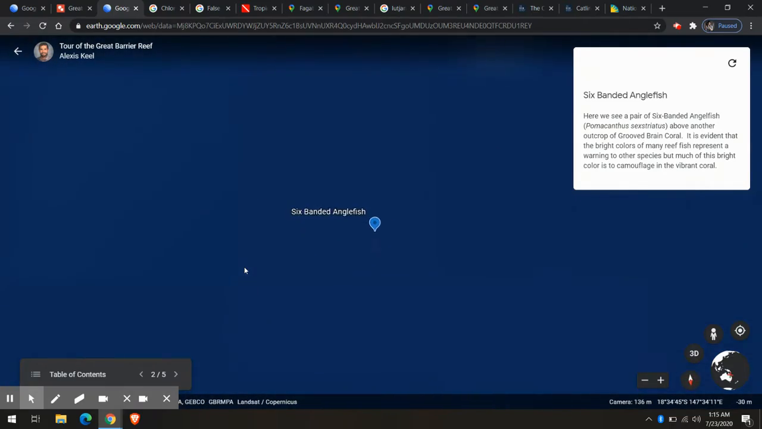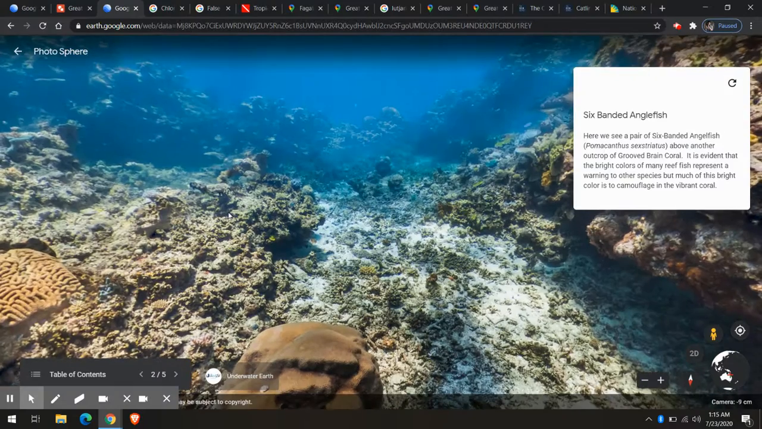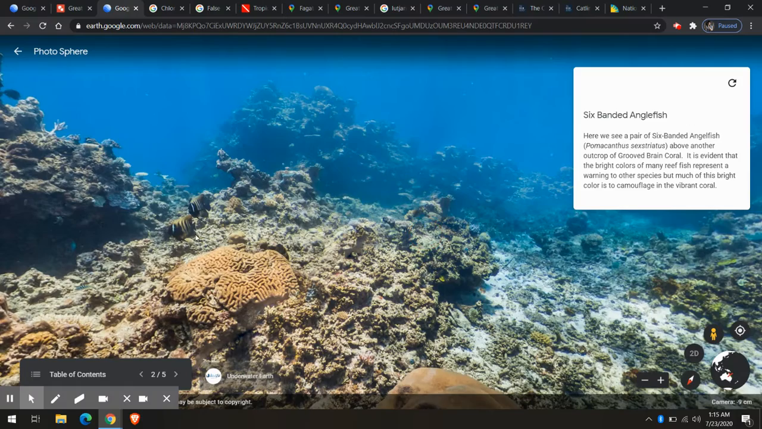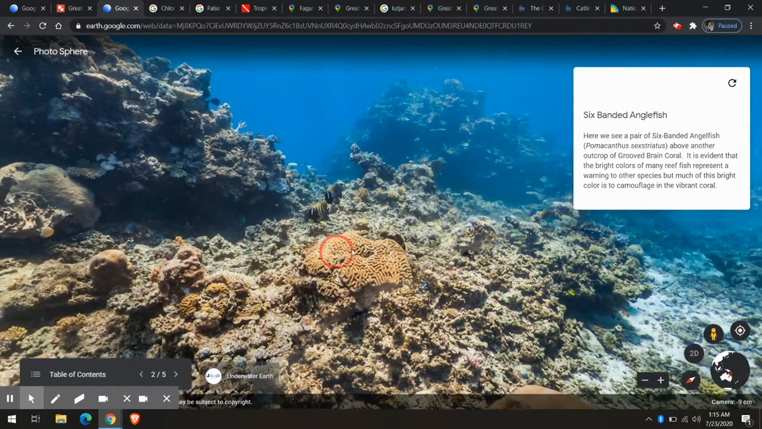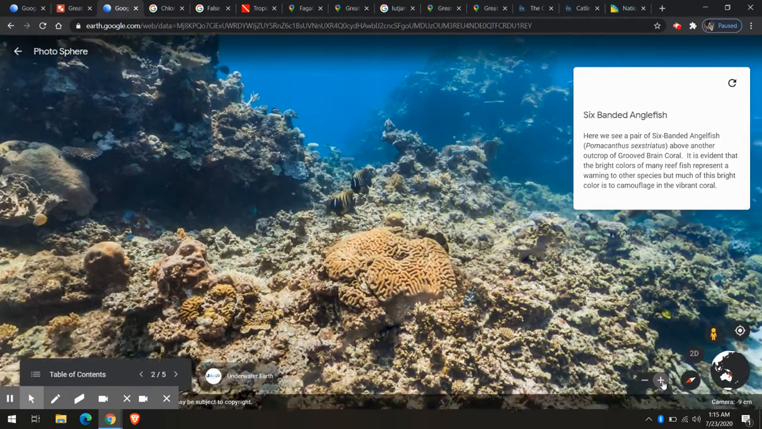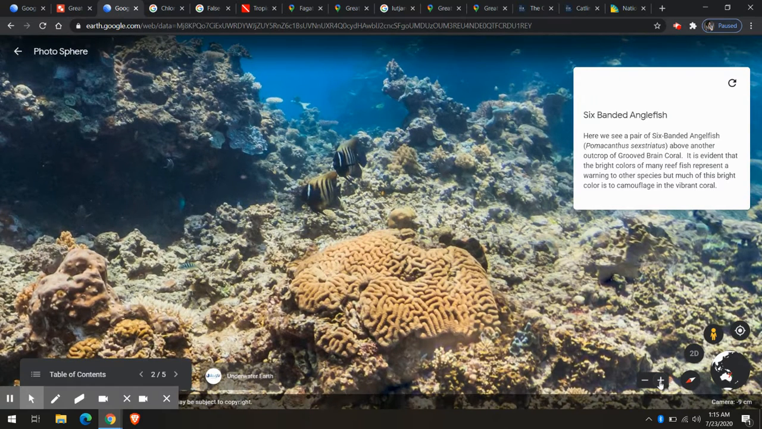And we're going to take a look at a native species that lives here, the six-banded angelfish. Oh, there it is. And it's actually right by some brain coral. Look at that. Six-banded angelfish. Now, how do I know this is a six-banded angelfish?